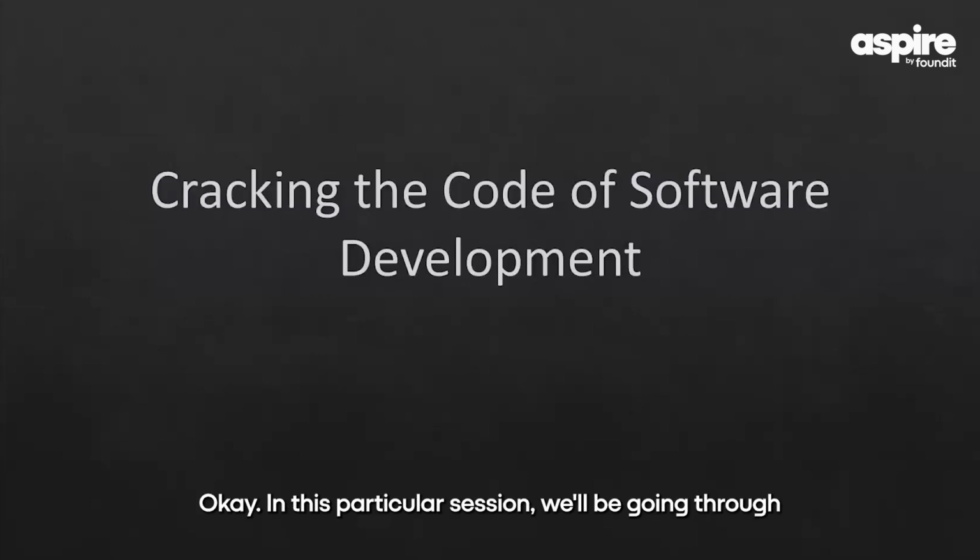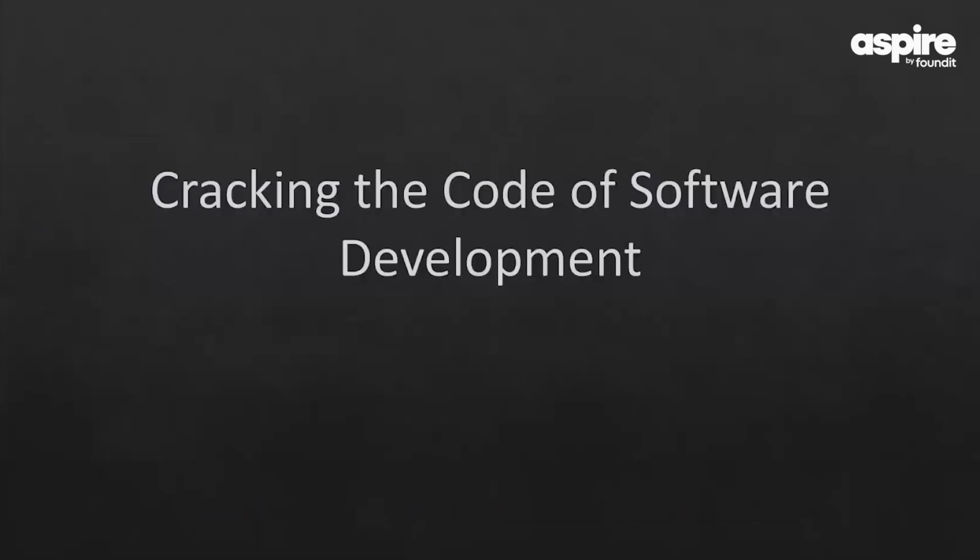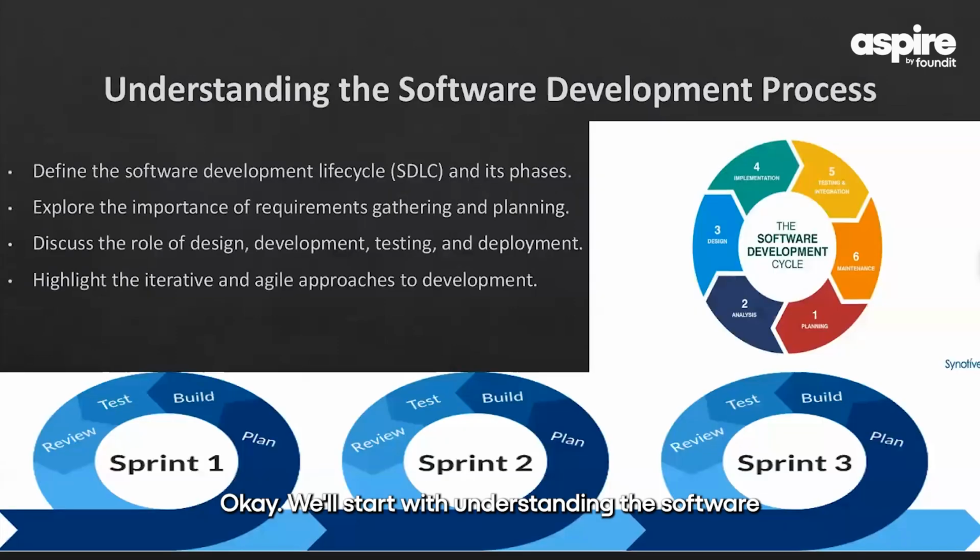In this particular session, we'll be going through a few slides. We'll start with understanding the software development process. Now, software development lifecycle, that is SDLC. As you can see on your screen, I have mentioned a few pointers. Life cycle is like a step-by-step process of building a house. It includes everything from what kind of house you want to actually moving in. Similarly in software, SDLC is a journey from having an idea for a particular program to having a working software program.